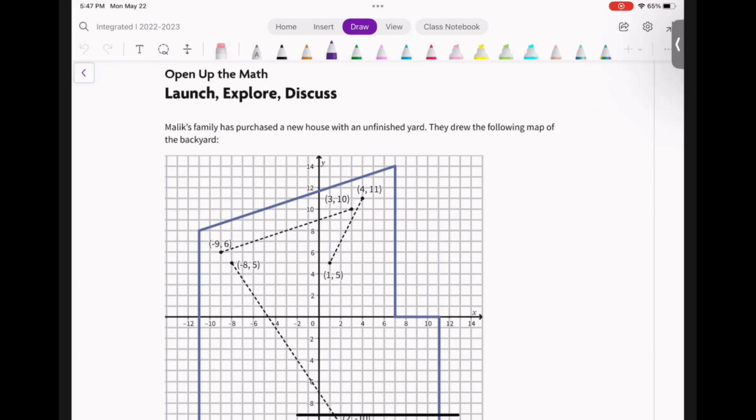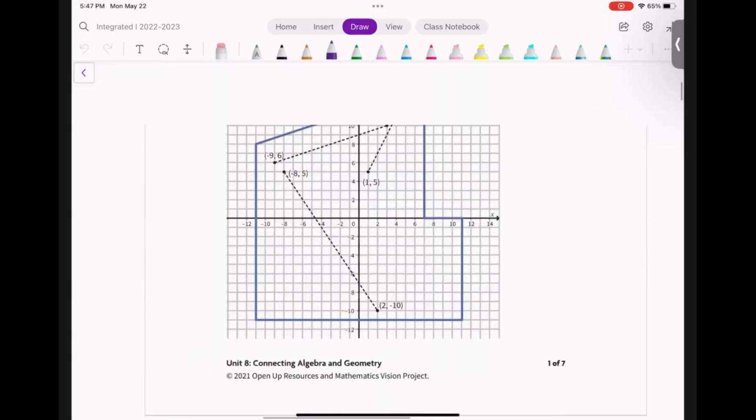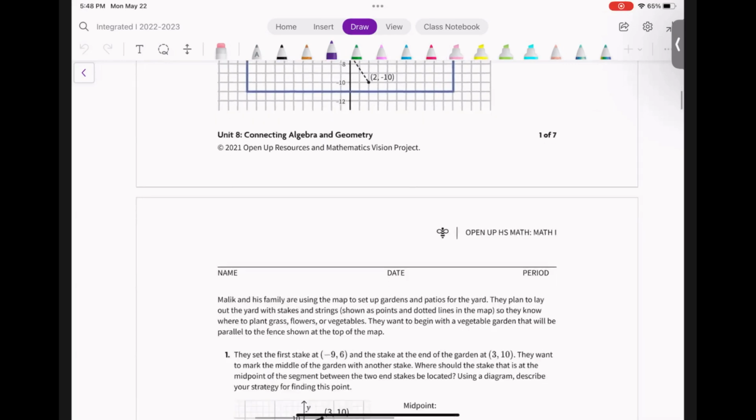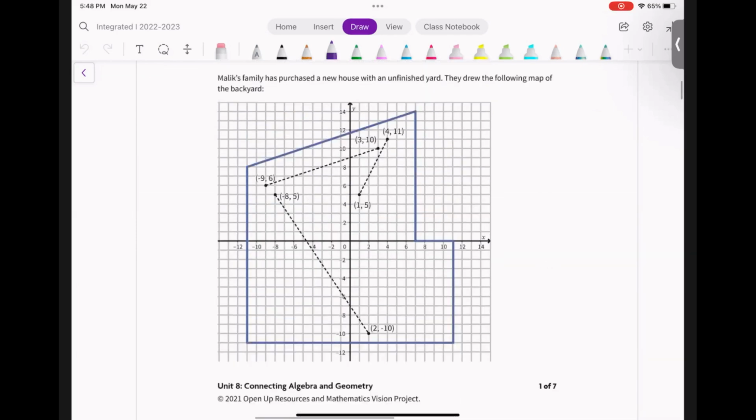Malik's family purchased a new house with an unfinished yard. They drew the following map of the backyard. Malik and his family are using the map to set up gardens and patios for the yard. They plan to lay out the yard with stakes and strings shown as points and dotted lines in the map so that they know where to plant grass, flowers, or vegetables. They want to begin with a vegetable garden that will be parallel to the fence shown at the top of the map.